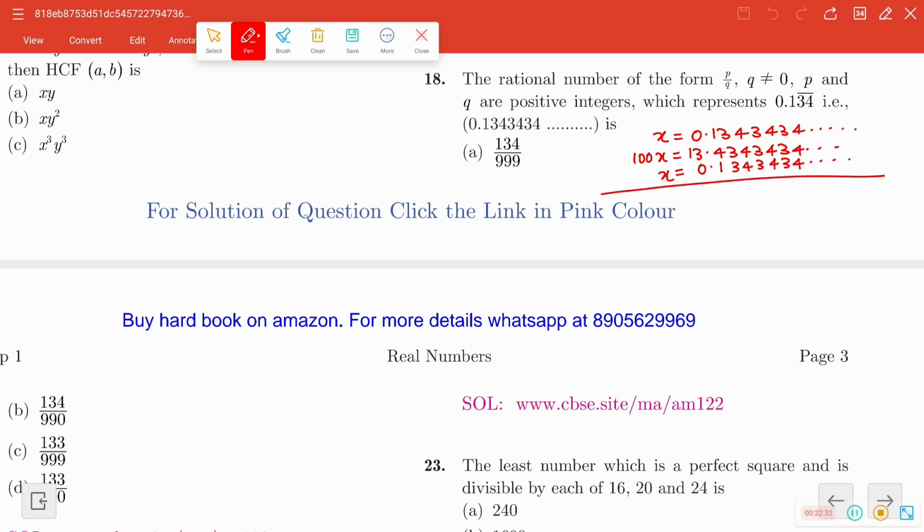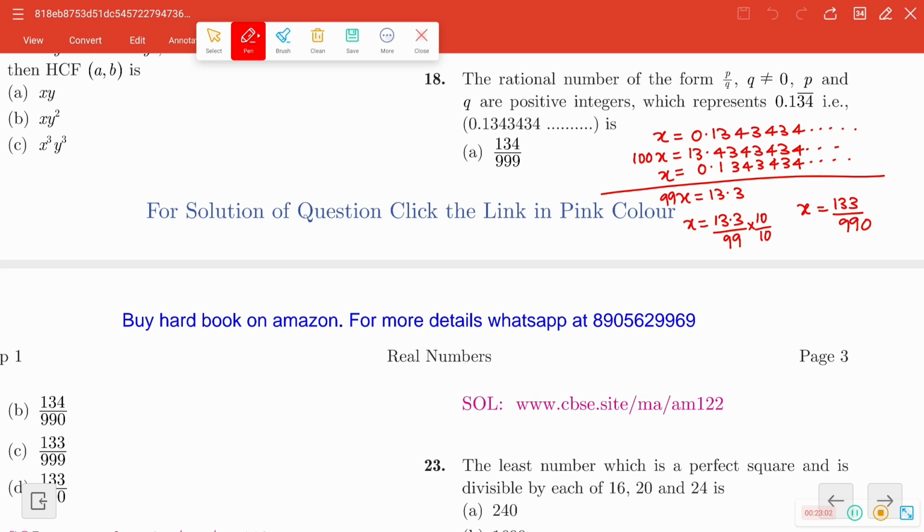So now after subtraction here we get 99x, and this is 13.3. Everywhere else it will be 0. So 99x is equal to 13.3. x is equal to 13.3 by 99, multiply 10 in the numerator and denominator, we get x is equal to 133 by 990. This is the actual method, but whenever it comes as an objective bit, we can solve it another way.